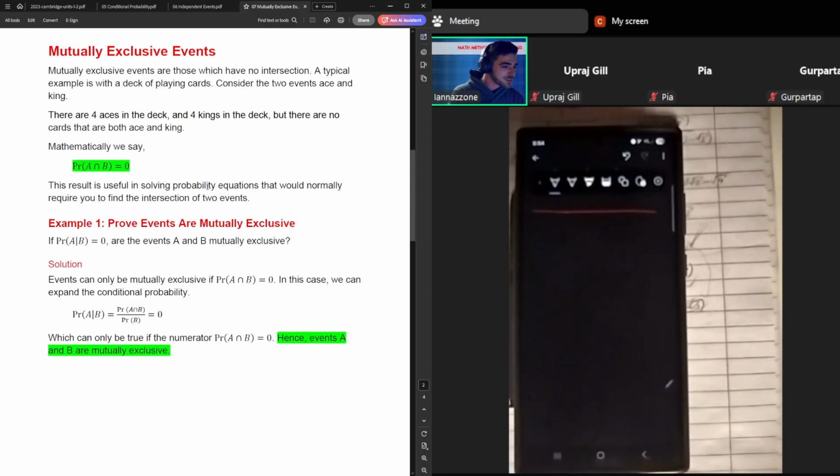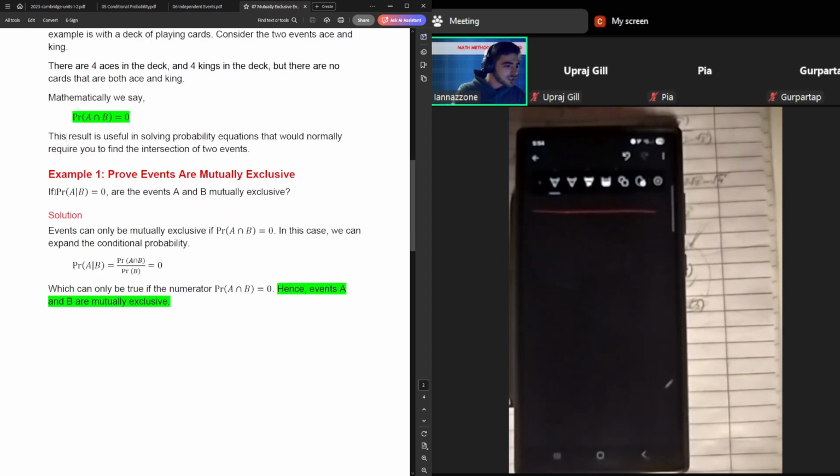So, to prove events are mutually exclusive, you just want to show that the intersection is 0. So, we're told the conditional probability is 0. Can those events be mutually exclusive? Potentially an interesting question.